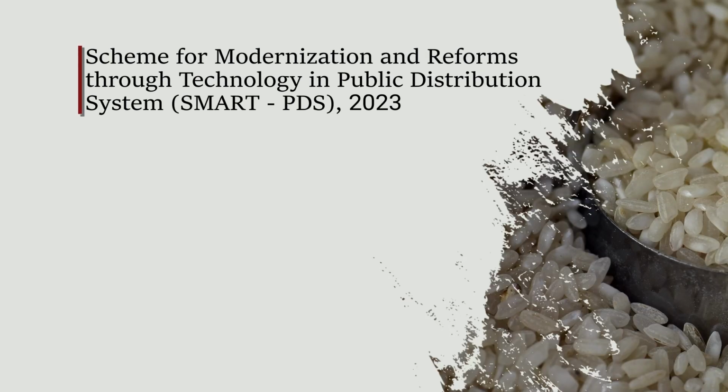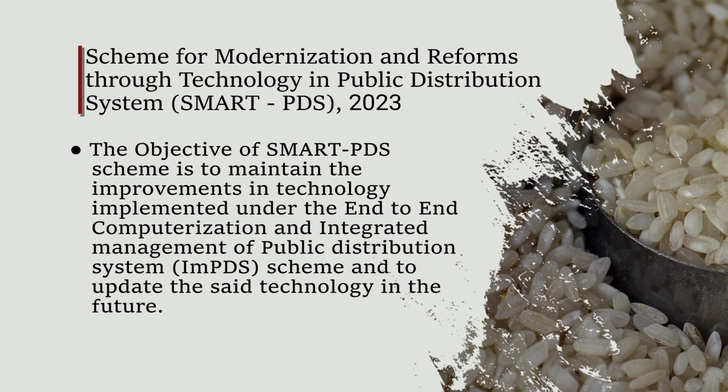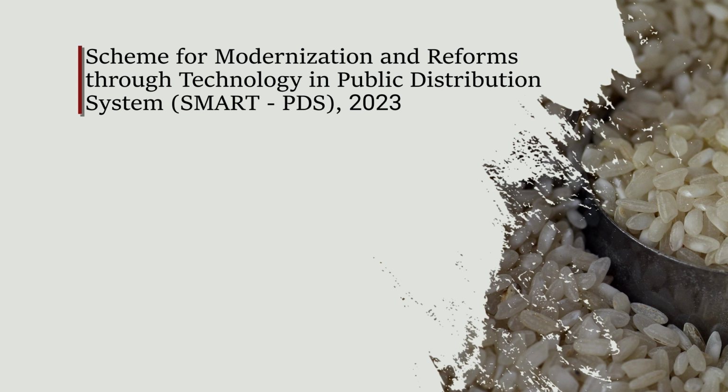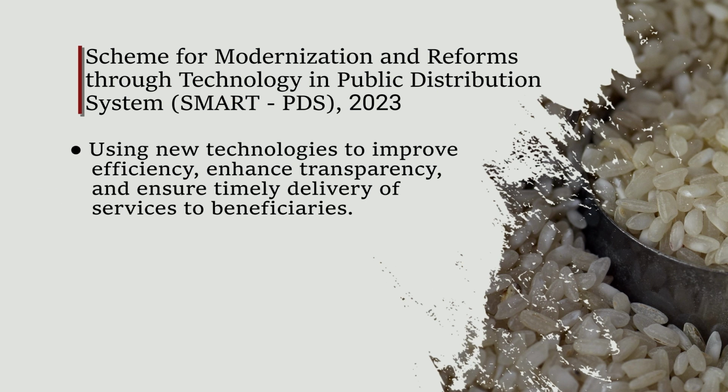The scheme for modernization and reforms through technology in the public distribution system, which was introduced in 2023, is to maintain the improvement technology implemented under the end-to-end computerization and integrated management of PDS scheme, and to update such technology in the future. Reforms in the public distribution system are entirely based on technology nowadays, and the government is implementing these new schemes. So using this technology not only improves efficiency, it also enhances transparency and ensures timely delivery of service to the beneficiary.